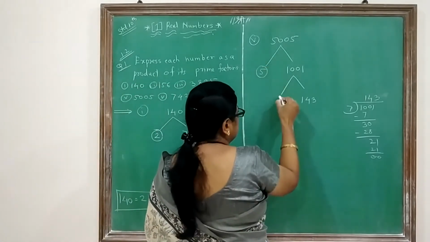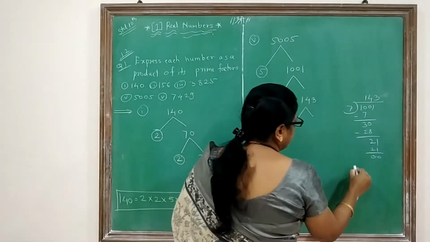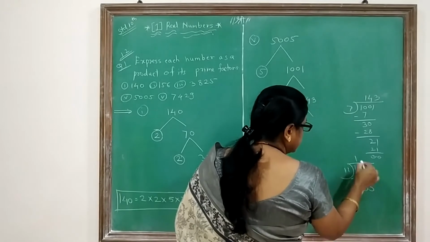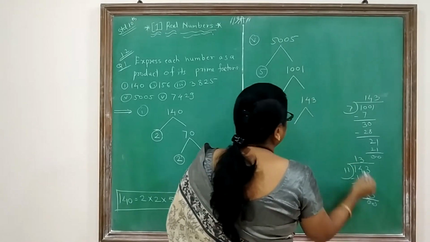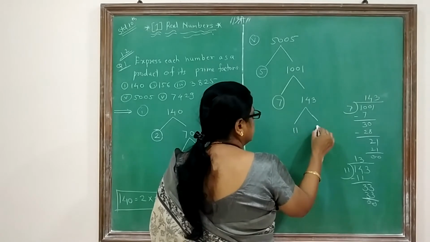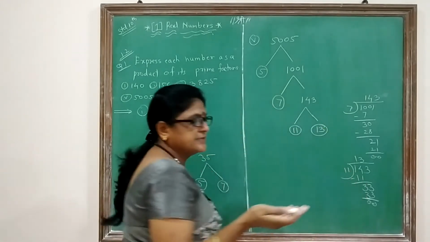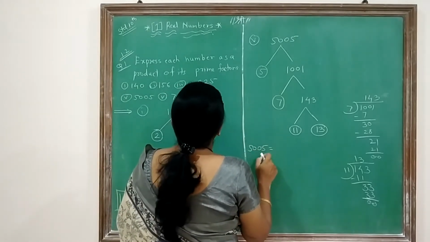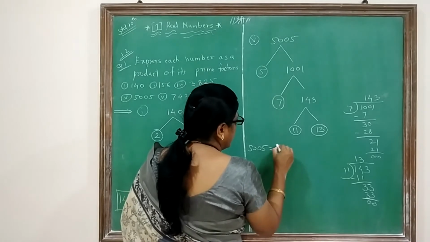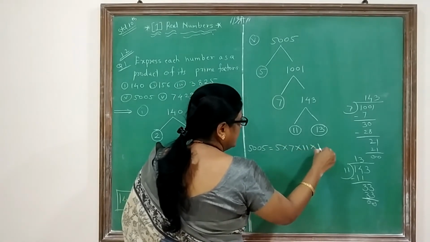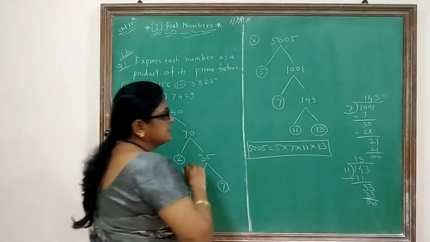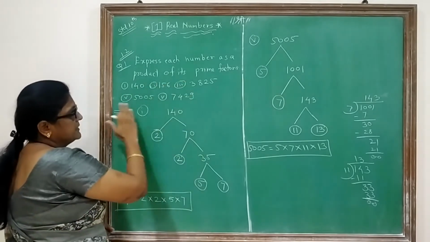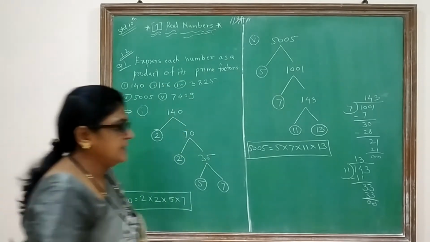Again, this is your first prime factor, this is your second. Again 143: you will divide by 11. 11 1s are 11, 11 3s are 33, and the next factor is 13, which is a prime number. So the prime factorization of 5005 is 5 into 7 into 11 into 13. This is your answer, and this is your question first in 1.2, and all examples are the same. You can do it in this type. Then see the next example.